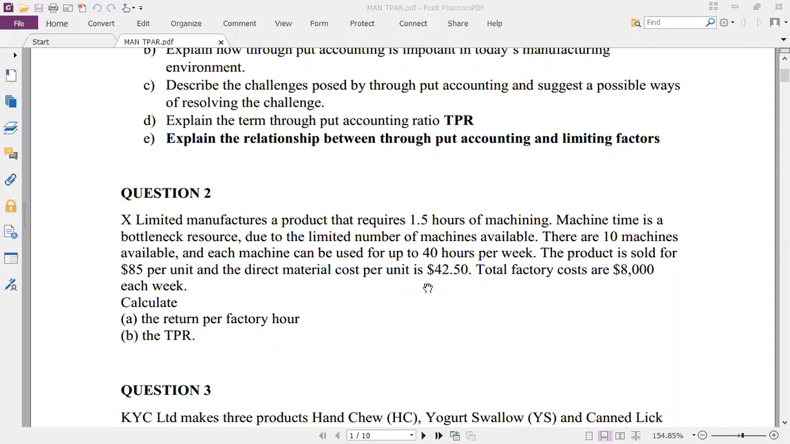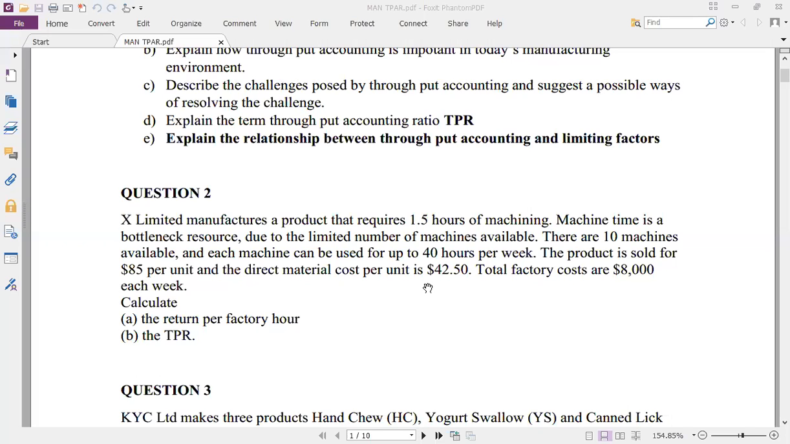X Limited manufactures a product that requires 1.5 hours of machine. Machine time is a bottleneck resource. So limiting factor per unit is what? 1.5. Great. Due to limited number of machines available, there are 10 machines available. There are how many machines? 10. And each machine can be used for up to what? 40 hours per week. So if each machine can be used up to 40 hours, in a week, how many hours do we have? 400 hours, right? We have 400 machine hours. So that's 10 by what?